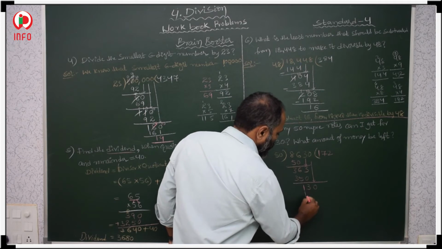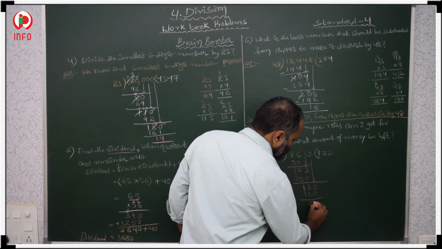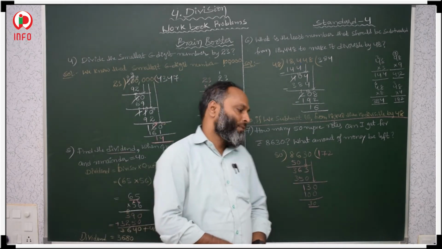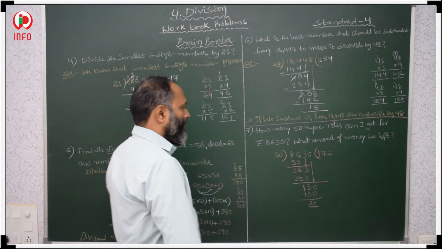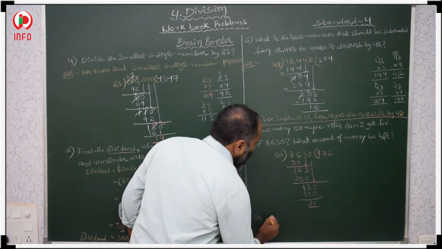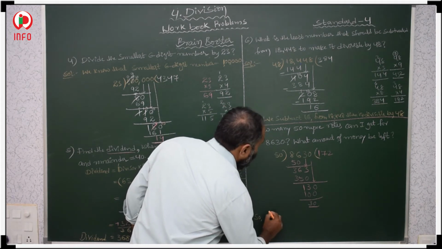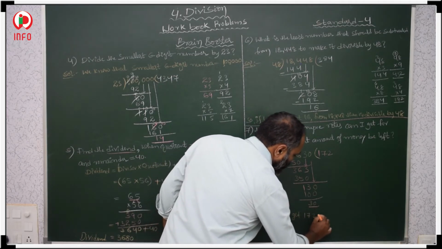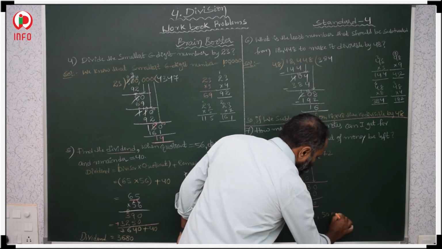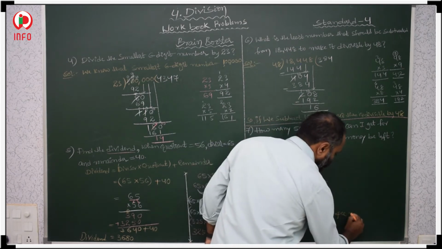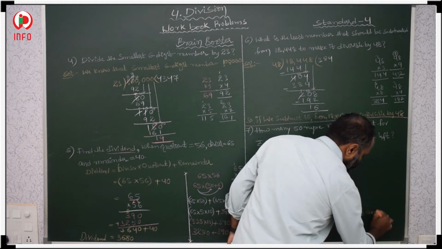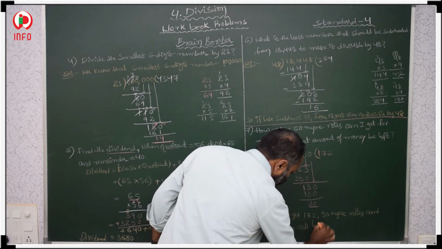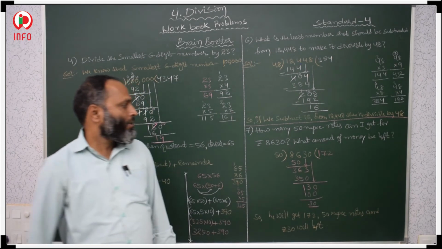50 twos are 100. Then 30. Then 30 rupees left. 172 notes we will get, 50 rupee notes. Then after that 30 rupees will be left. So we will get 172 50 rupee notes and rupees 30 will be left. So this is the answer. Okay.